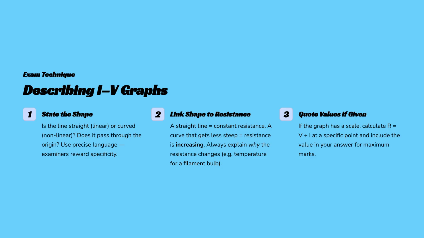For your final exam technique, always follow 3 steps. State the graph's shape, link that shape to the resistance, and use provided numerical values if possible. Specificity helps secure those extra marks.